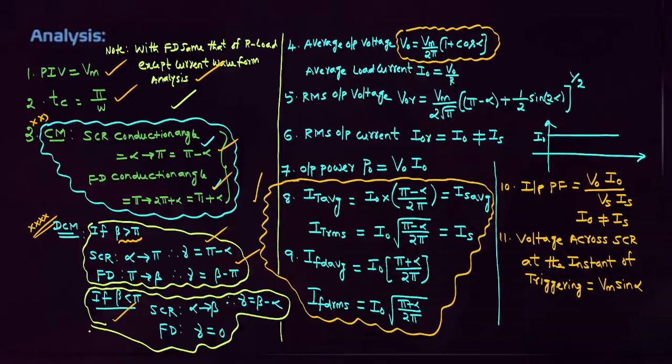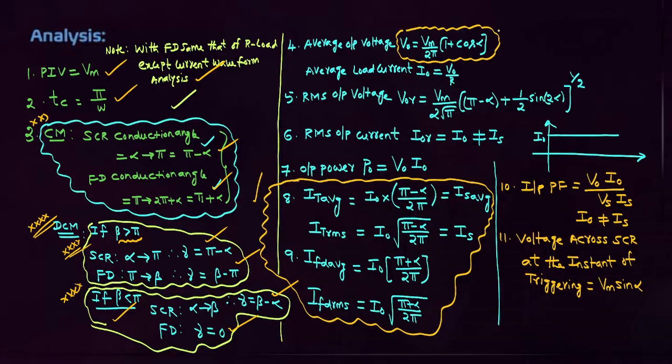Discontinuous mode with beta less than pi, students. SCR conduction angle is beta minus alpha, but the freewheeling diode conduction angle is 0. For beta less than pi, even though it is RL load, the freewheeling diode will not conduct. Very important observations. Mainly in this circuit, the conduction angles are very important.